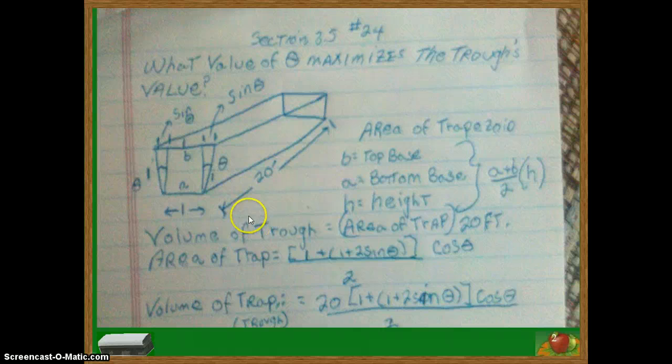The height is really the adjacent side of this right triangle, and adjacent over hypotenuse. Remember, the hypotenuse is 1, so the adjacent side, or the height, is just equal to the cosine of theta. So the key to this problem is coming up with this formula for the area of the trapezoid. Now, if I just multiply it by 20, which is the length, we have a formula for the volume of the trough. All right, next slide.